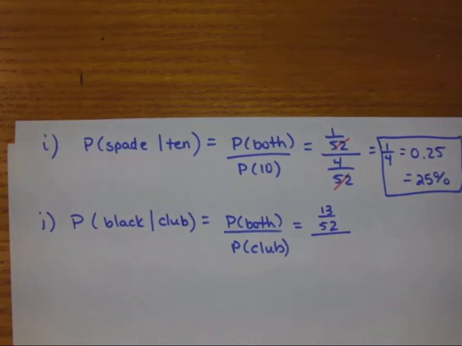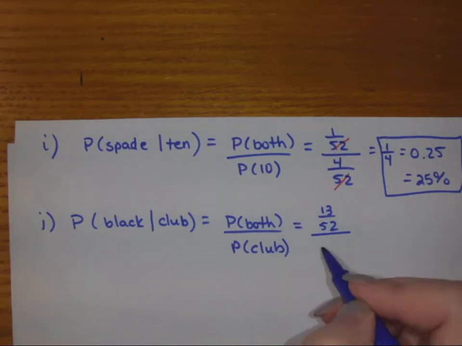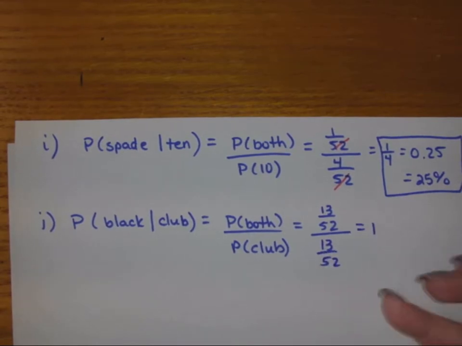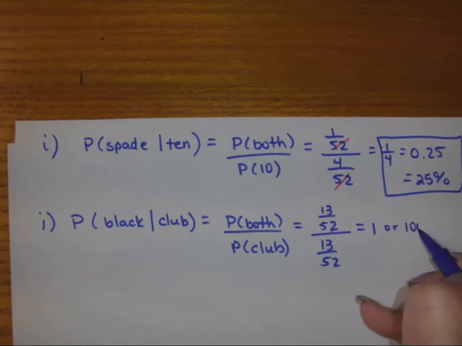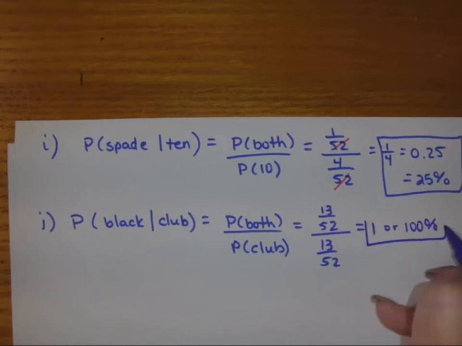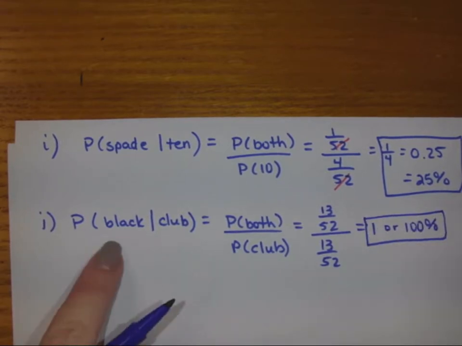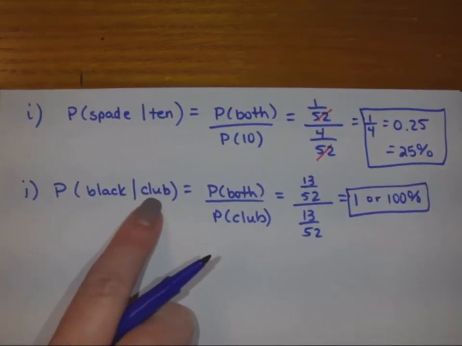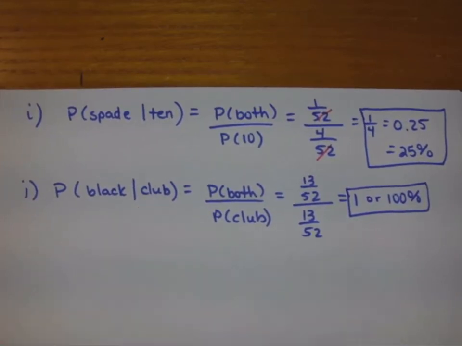And then the probability of club would also be 13 out of 52. So this one's kind of a strange one, kind of not that interesting. So you end up getting 1 or 100%. And think about that logically for a minute, right? We're trying to find the probability of black and we already know it's a club, well, all of them are going to be black, right? If we already know for sure that it's in the club category, then it's definitely black as well.